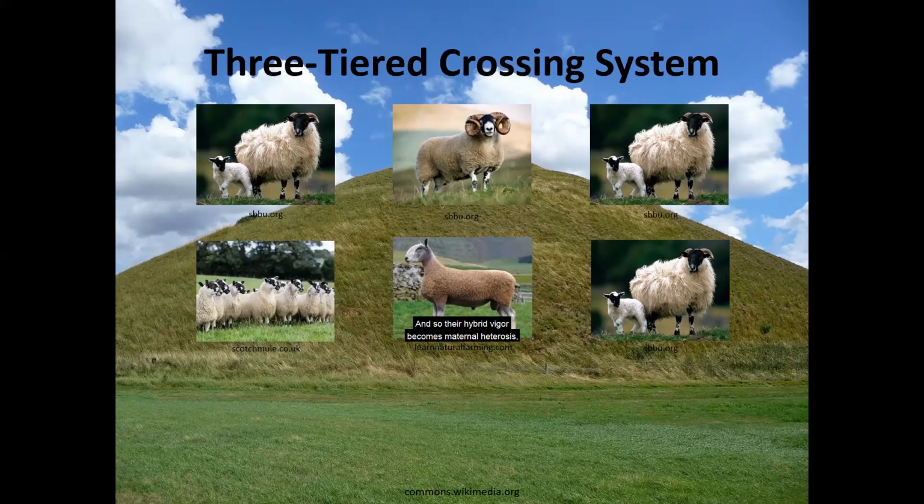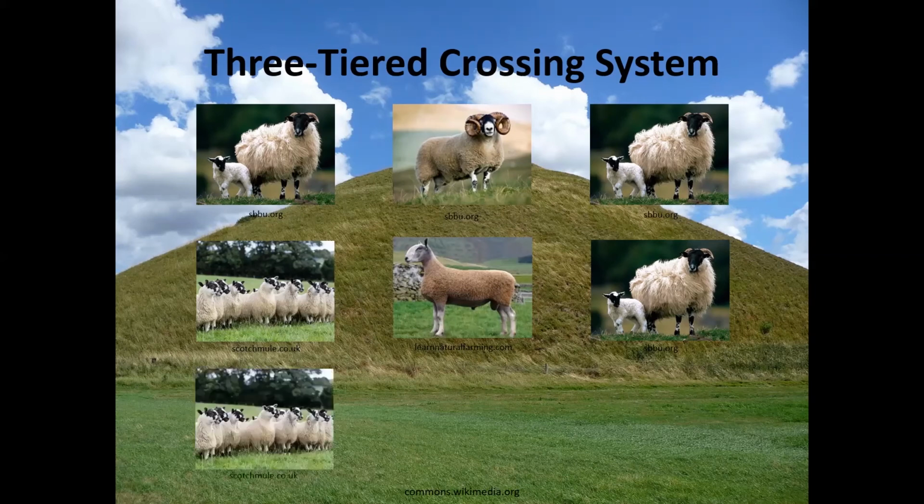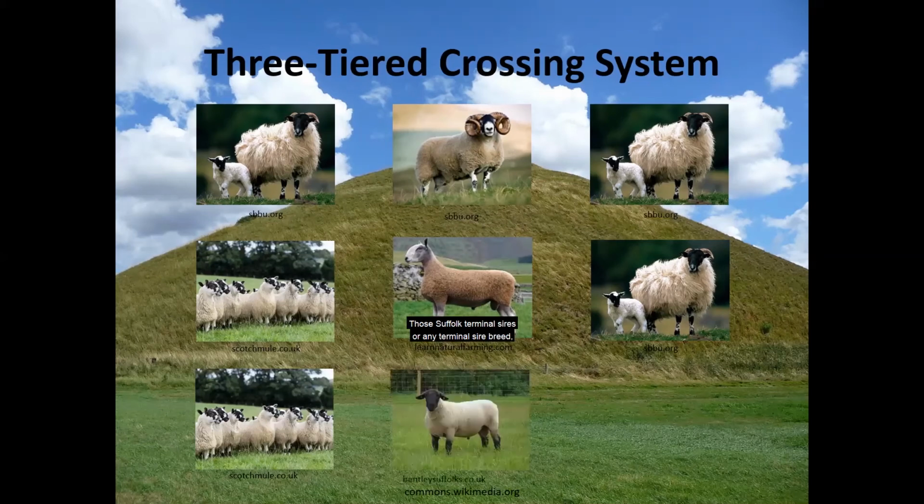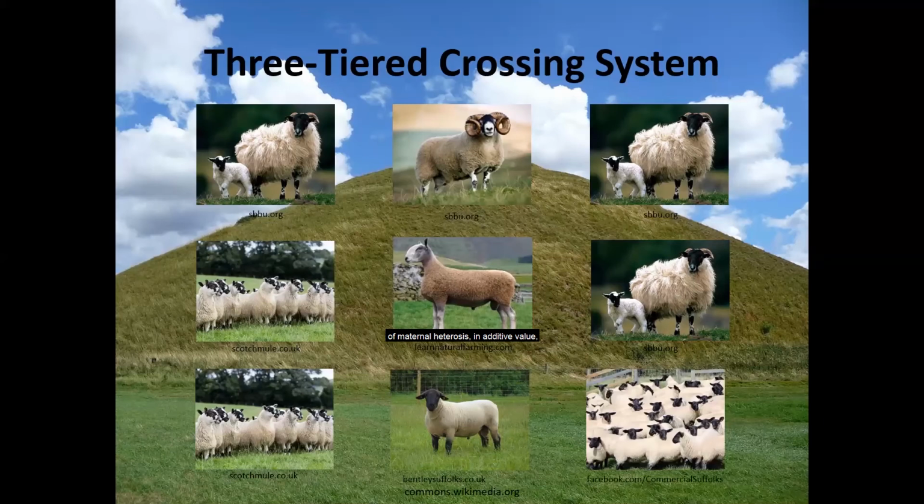Those ewe lambs, those mule ewe lambs, are kept as replacements in a lowland system. Okay, and so their hybrid vigor becomes maternal heterosis, and they're crossed to a terminal breed. In this case, it is Suffolk. Those Suffolk terminal sires or any terminal sire breed is highly selected for heritable traits of growth and carcass. All of the lambs from that cross are market lambs.